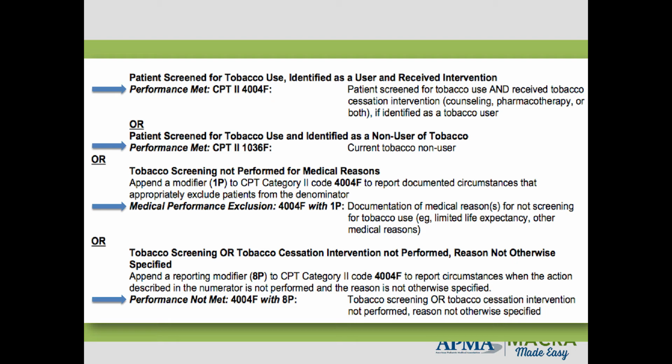So let's look at the second one first, because it's really easy. They're a non-tobacco user. Do you use tobacco? They said no. Well, there's a code there, 1036F. So now you identified that they met the denominator. You asked them if they use tobacco. They said no. You have to document: patient was screened for tobacco use and found to be a non-tobacco user. And then if you are reporting via claims, you have to put that code on your claim form.